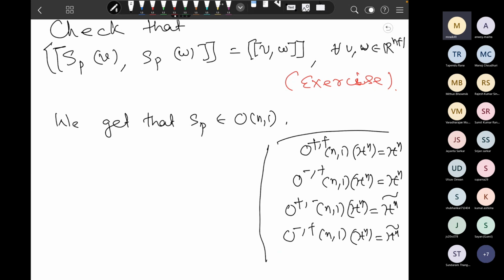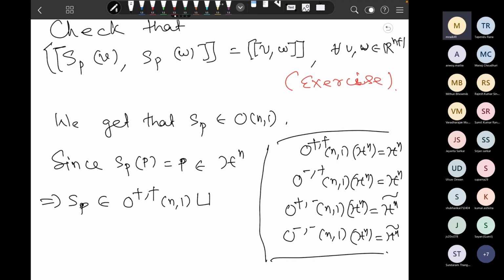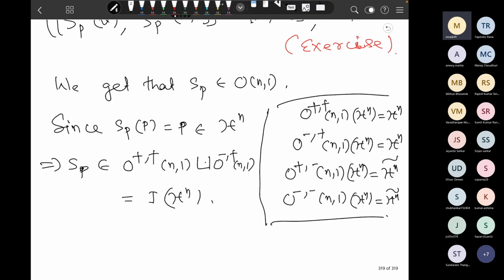So I have this information with me. Since SP is equal to the other one, I think it is minus n. So the last line, right? So this belongs to HN. This implies SP belongs to where? O plus (n+1) disjoint union O minus (n+1), and this is really the isometry group of HN. So SP belongs to the isometry group of HN. So we have proved that HN is a Riemannian symmetric space.